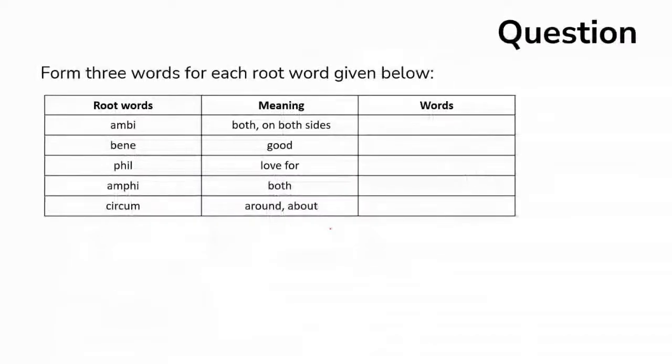Try to give me three words on each of these root words. Root word beni means good, root word phil means love for, amphi means both, and circum means around or about. So based on these root words, please try to give me three words on each root word. I'll give you a few minutes to do this. Try to do it fast, guys.